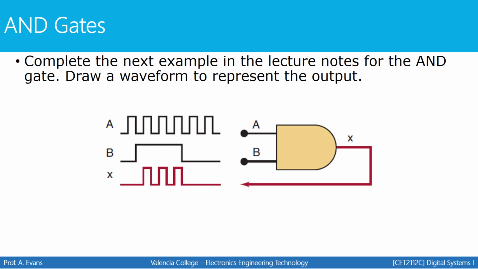And here's the solution for this particular problem. Notice that I can only have an output of high whenever both A and B are high, which happens 3 times. Basically, whenever A is high inside of this section where B is also high. And that's what your waveform will look like for the output of the AND gate.